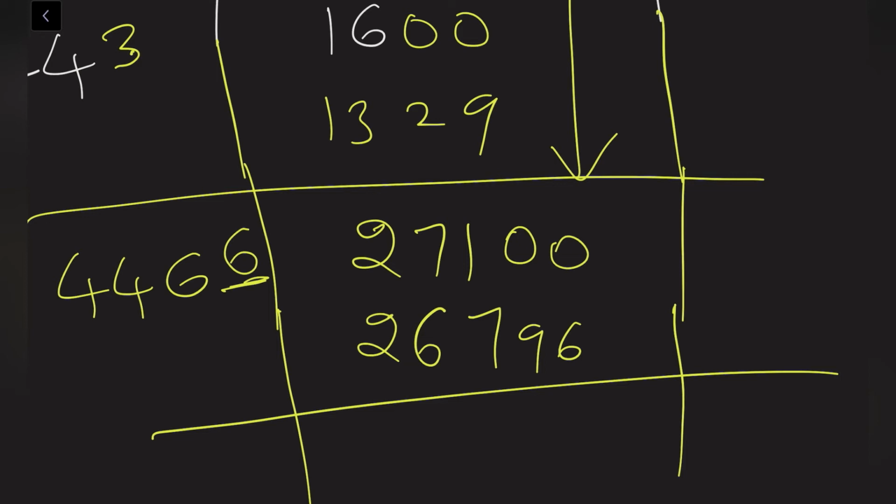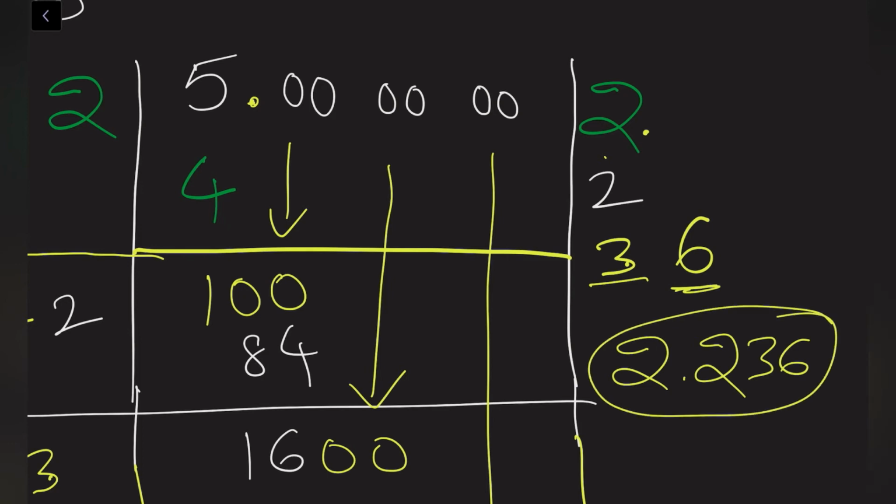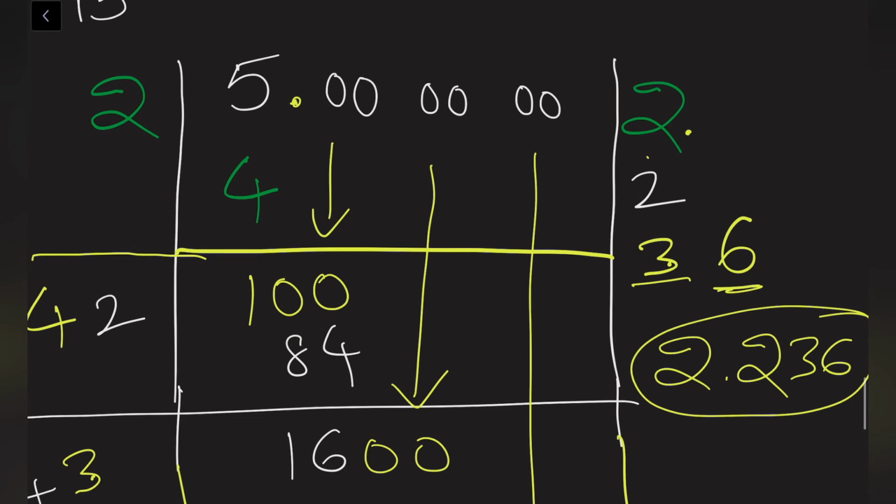If you do subtraction of this, we will get the answer as 304. Now in the question he is asking only to find 3 decimal places, so here we got 2.236. So the value of root 5 is nothing but 2.236.